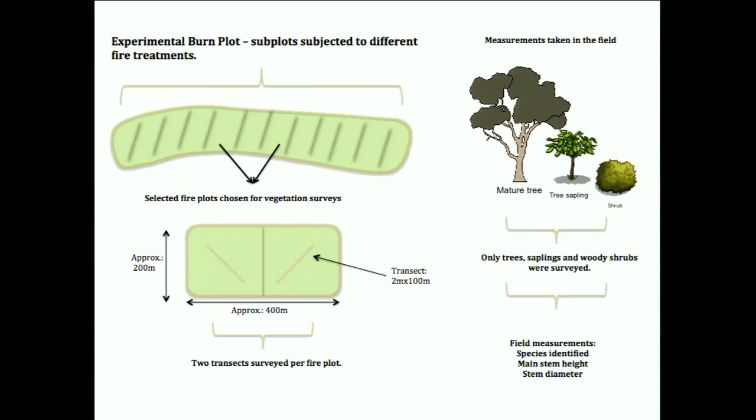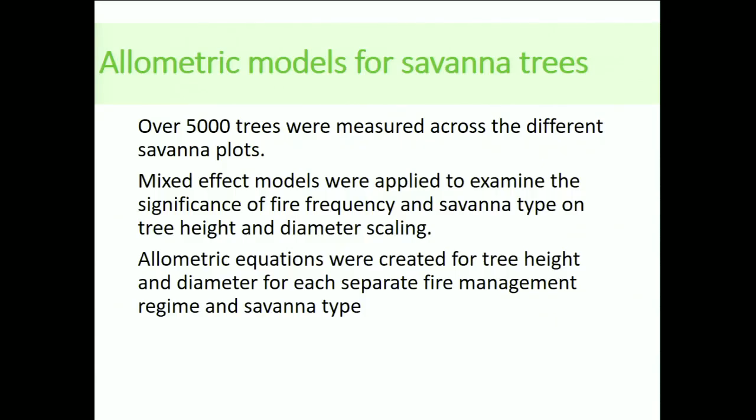Okay, so we measured an awful lot of trees. We ran transects through these plots, and we measured tree height and stem diameter. Okay, over 5,000 trees were measured across the different savanna plots, and a mixed effect model was used to examine quite a lot of effects on tree height and diameter, so things like multi-stemmed trees, region, and fire frequency.